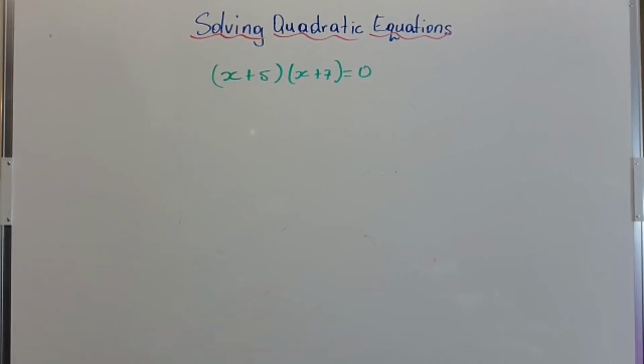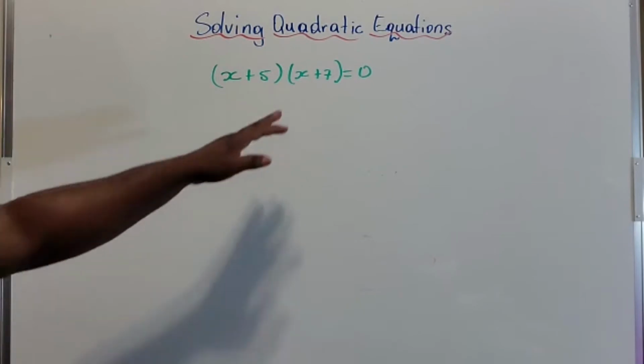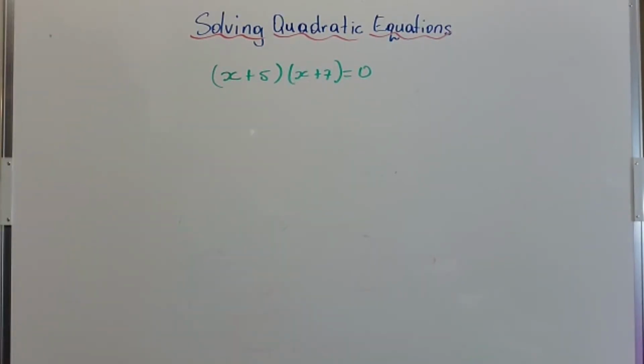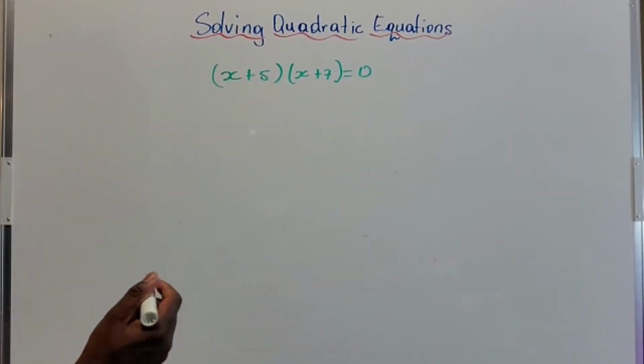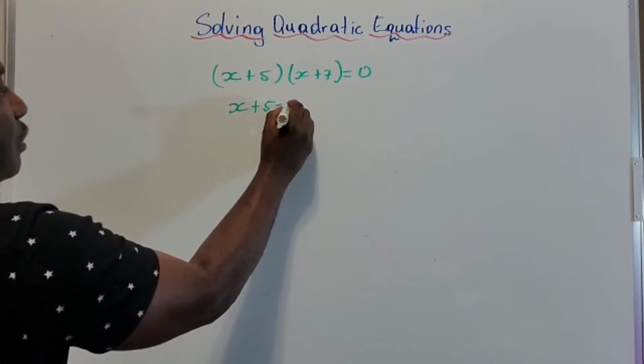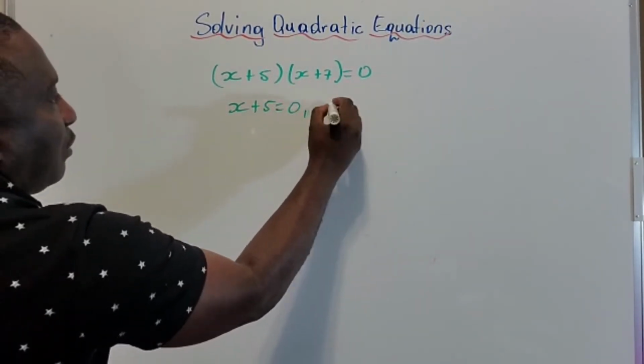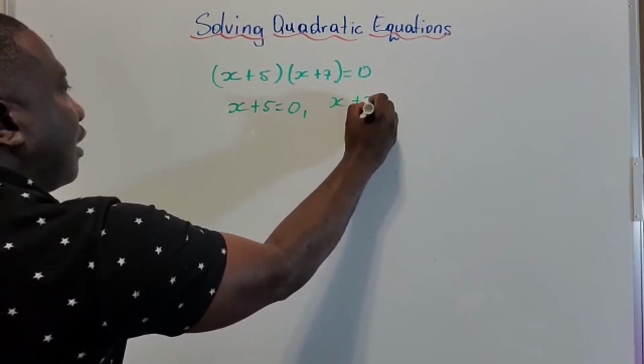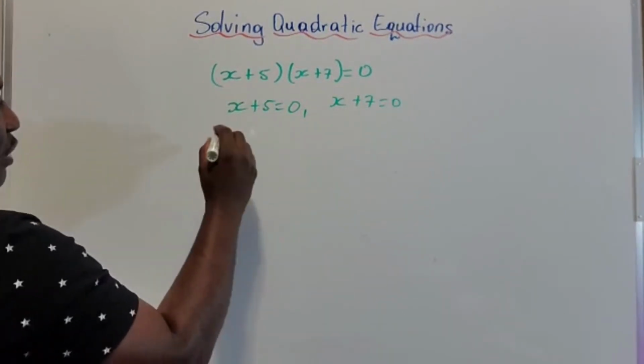Now the equation on the board is telling us that there are two values for x which we need to solve for. The value of x, when substituted into the expression, the outcome is 0. So what we'll do is to solve each bracket for x. In this case, guys, x plus 5 is equal to 0. x plus 7 is also equal to 0. We are solving for x.